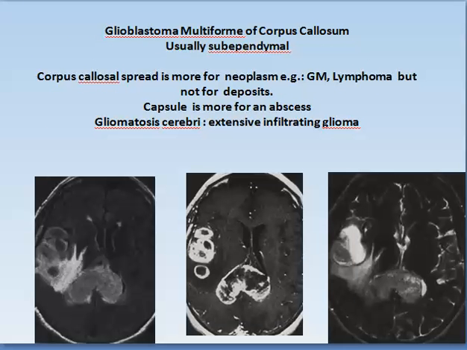Crossing the corpus callosum splenium. Of course, we have two main lesions doing this, glioblastoma multiforme and lymphoma, but not deposits. We have cystic changes, we have irregular enhancement. Remember that an abscess has a capsule. Glioblastoma multiforme is invading, infiltrating, and you cannot see a limit for it. It is something invasive, ill-defined, infiltrating, and here it is crossing the corpus callosum.